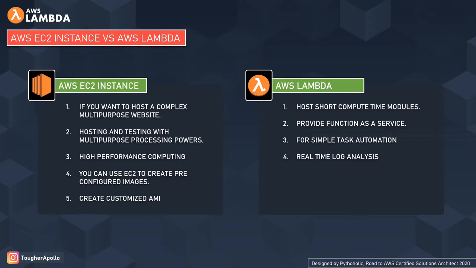If you want to host short compute time modules, or if we want to provide a function as a service using AWS Lambda functions, of course, or if we want to provide compute power for simple task automation, or if you want to have a provision for real-time log analysis, and so on. So these are a few differences that make AWS Lambda very useful when it comes to compute optimization.